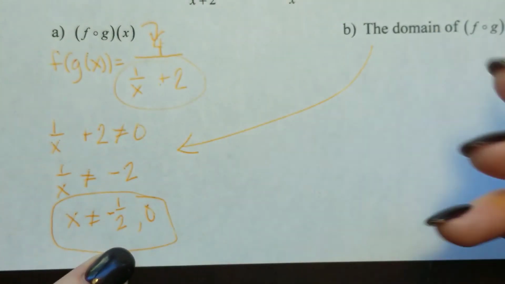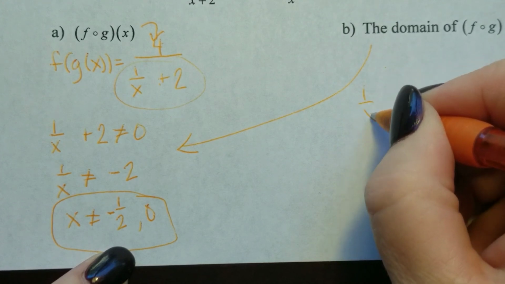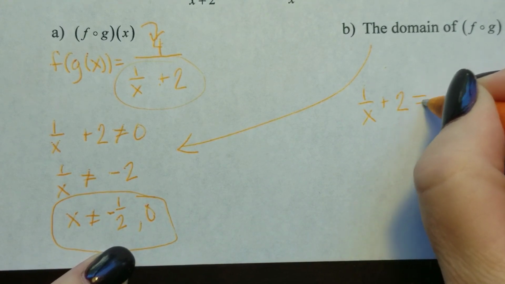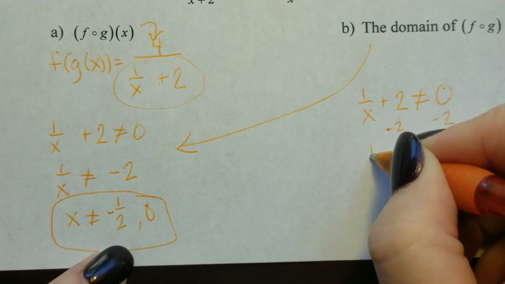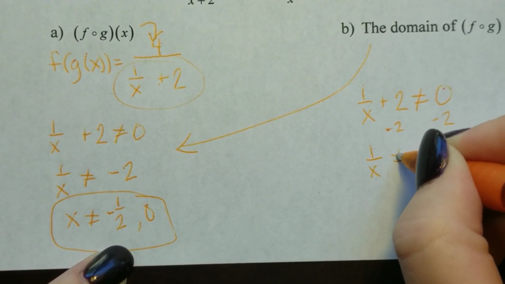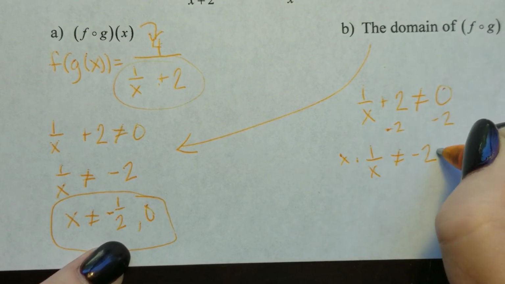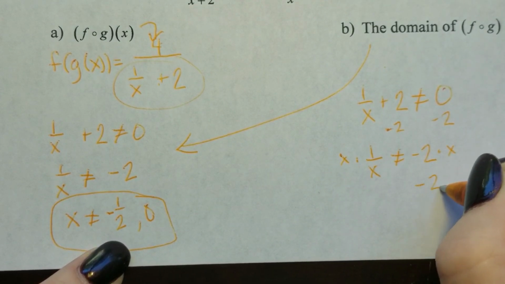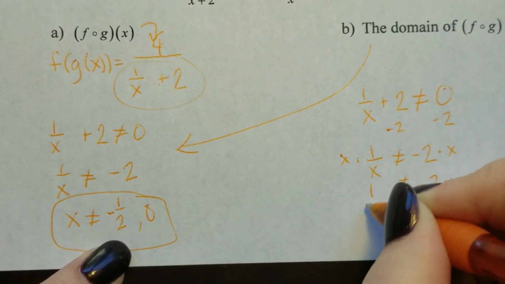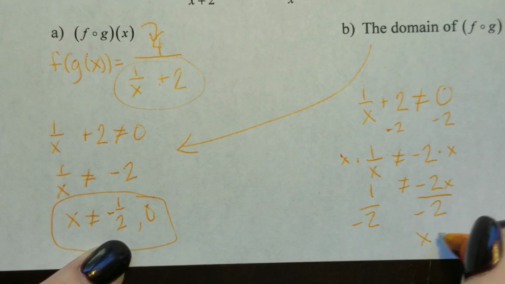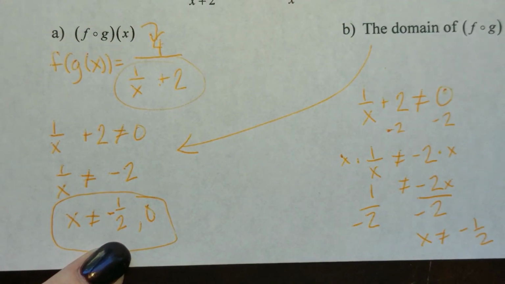So this was the domain, and I'm going to take that denominator, 1 over x plus 2 cannot equal 0. If I subtract 2, I have 1 over x cannot equal negative 2. If I multiply by x on each side, negative 2x cannot equal 1. Divide by negative 2, and we have x cannot equal negative 1/2. And we already had that x cannot equal 0.